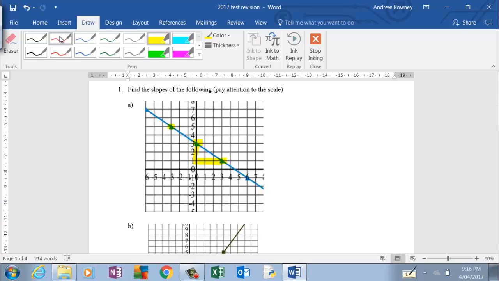To get the slope, we can just use rise on run. Now the rise is this y step, and that's a drop of 2. So we do rise divided by run. The run is the x step, and that's 3. So the slope is minus 2/3.